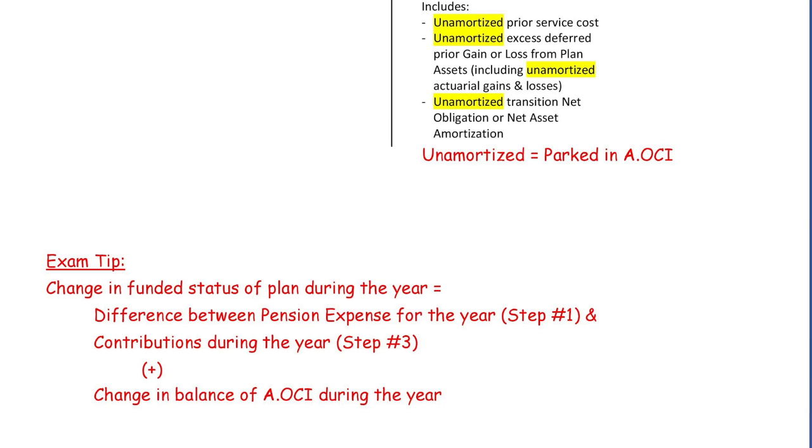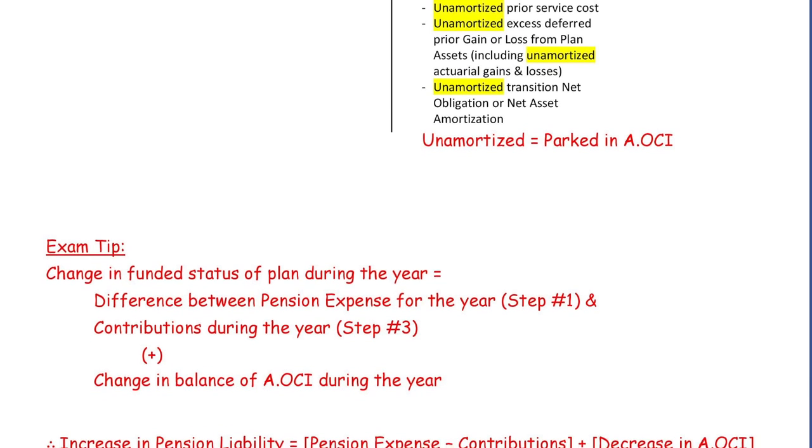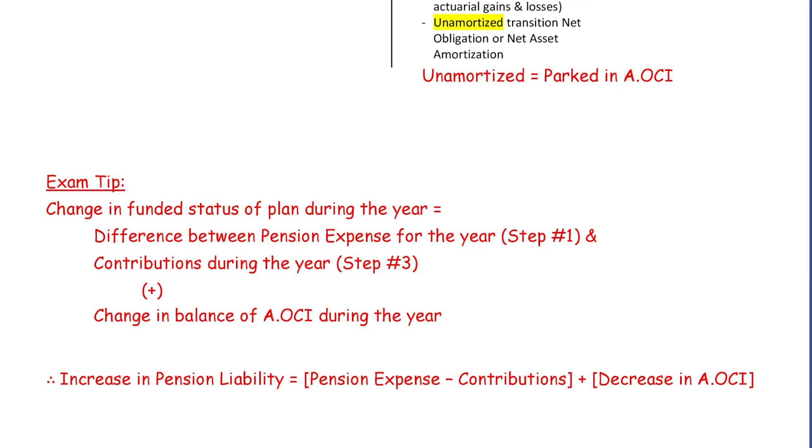So if your question is trying to ask you how the funded status of the plan has changed from the beginning of the year to the end of the year, you're going to use these calculations. You're going to look at the difference between the pension expense for the year, the amount that should have been contributed, versus the amount actually contributed. Along with that, you're also looking at how the balance in accumulated OCI has changed during the year. In other words, you can write, therefore, an increase in pension liability means pension expense minus contributions. Generally, you had a higher pension expense but lower contributions. And it would also be due to, plus, a decrease in accumulated OCI.